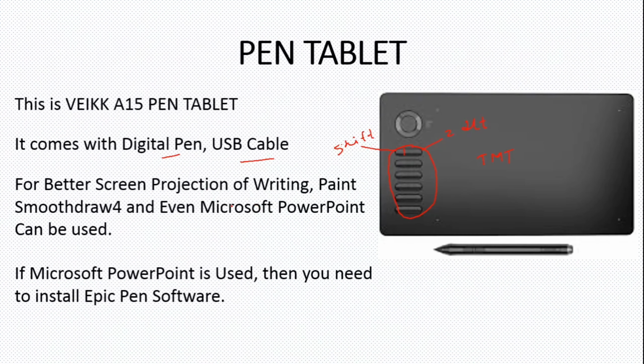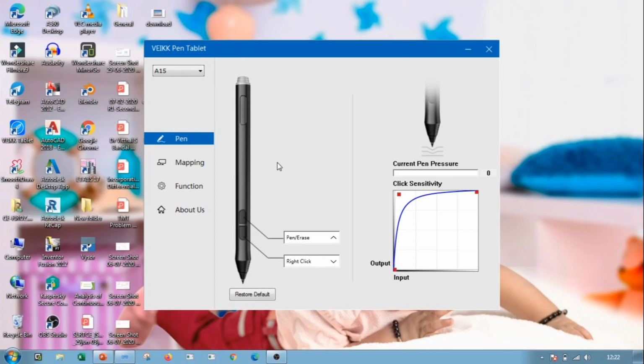For better screen projection you can use Paint, Smooth Draw software, and even Microsoft PowerPoint can be used. So when you are using Microsoft PowerPoint, you have to install Epic Pen software. This pen tablet comes with driver. You can install driver in your laptop, or you can get the driver from internet. You have to do some sort of setting before using pen tablet.